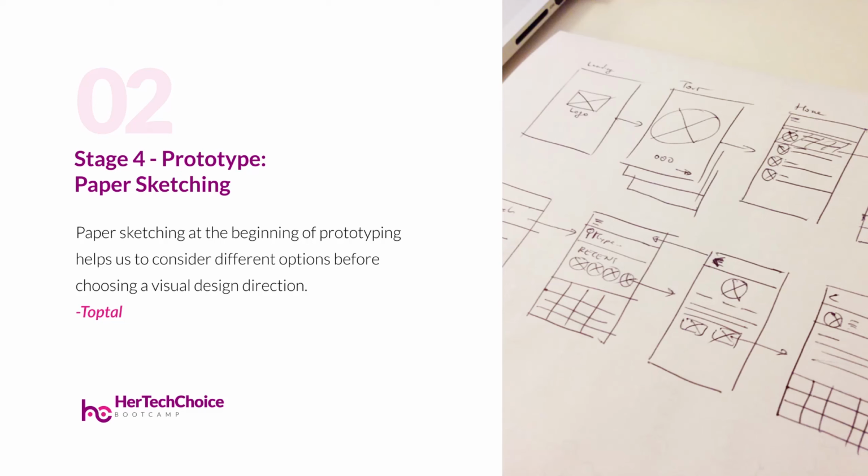In the prototyping stage, we have paper sketch. Paper sketch at the beginning of prototypes helps us consider different options before choosing a visual direction. Sketching can help designers quickly visualize design ideas in an efficient and low cost way. So it is an essential skill for a UX UI designer. Sketching can be used in nearly any stage in the product design process.